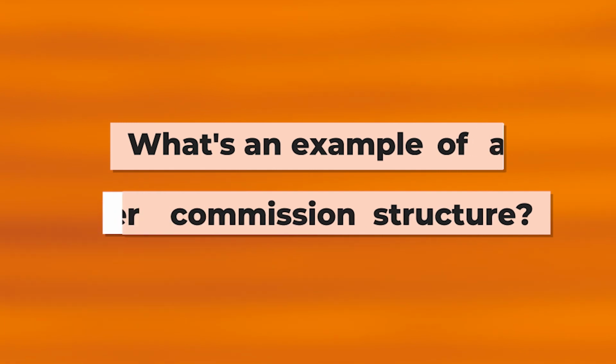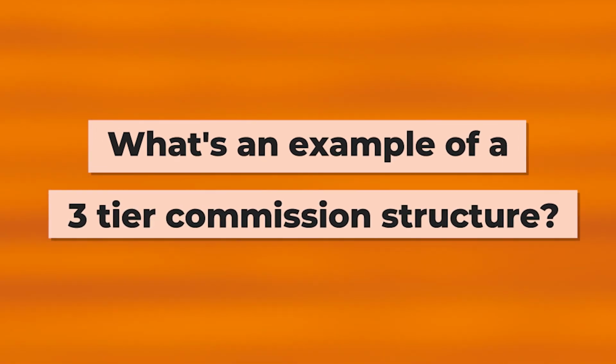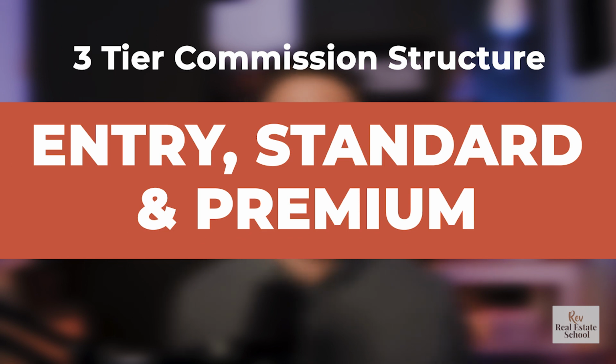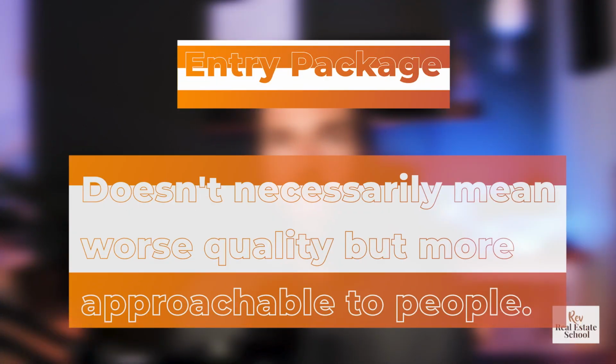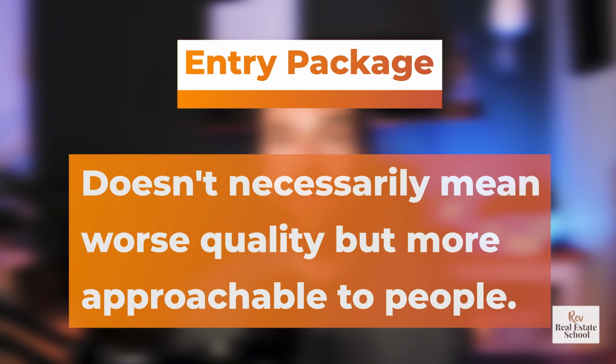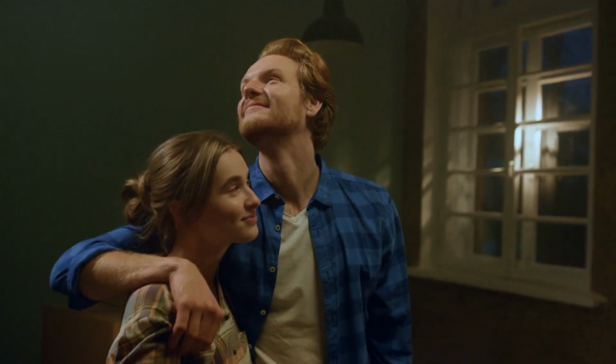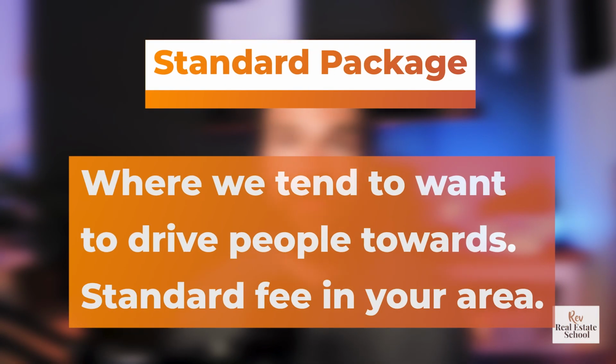So what's an example of a three-tier commission structure? Well, basically, you have an entry, a standard, and a premium. And those tend to be the words that I use. And the reason why I like those words is because they all basically showcase a certain feeling. We have entry, which doesn't necessarily mean that it's worse quality. It just means that it's more entry, that it's more approachable for people. Then we have standard. And standard is where we tend to want to drive people towards. And standard tends to be the quote unquote standard fee in your area.